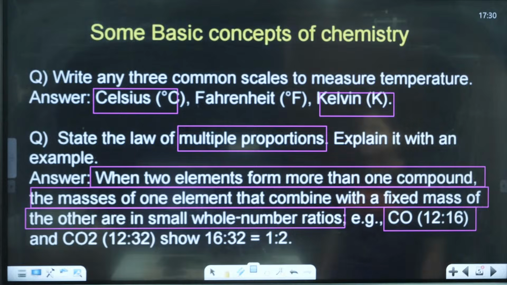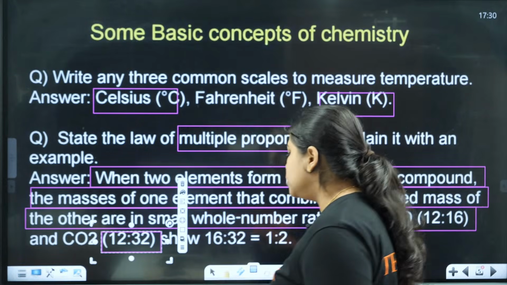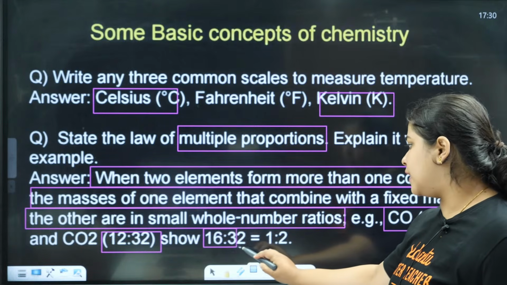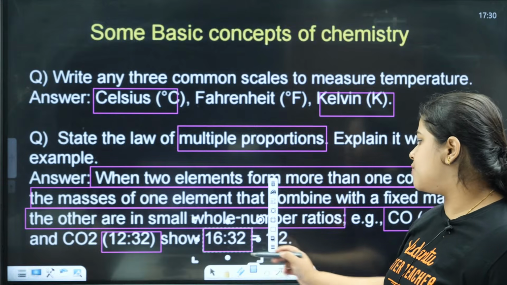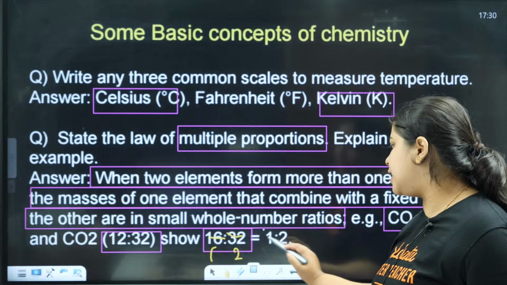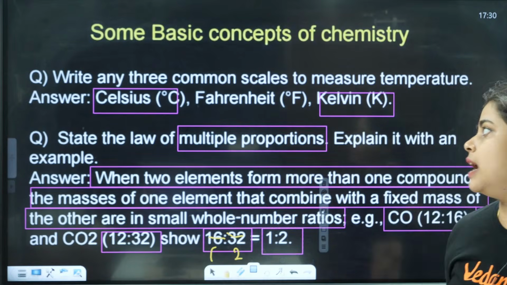Next afterwards, and CO2, which is in the 12:32. So in between what happened now? 16:32. That will be how much? 16 ones, 16 twos. What will be the ratio? 1:2. Clear? So the next question.